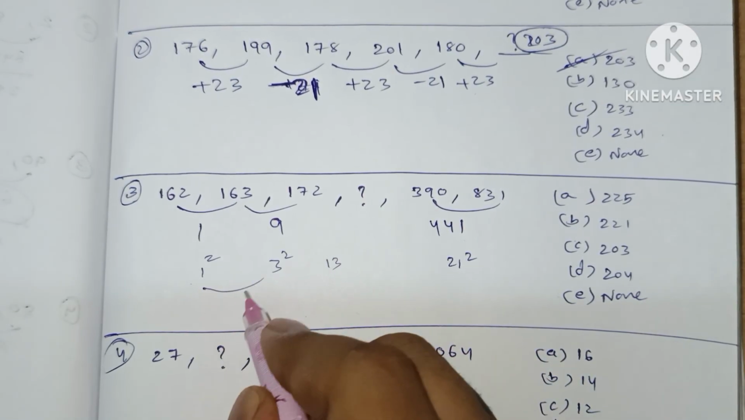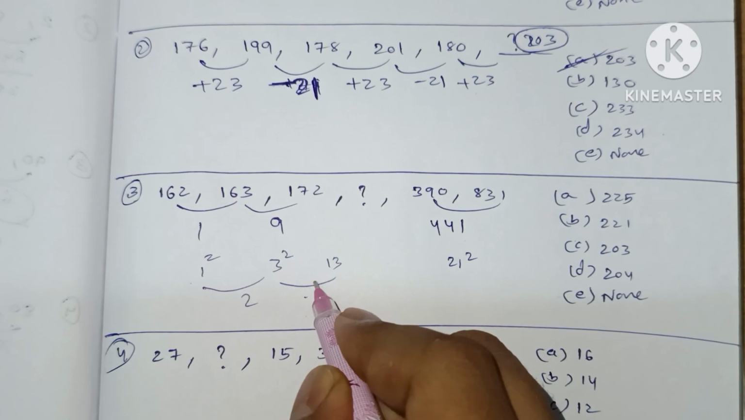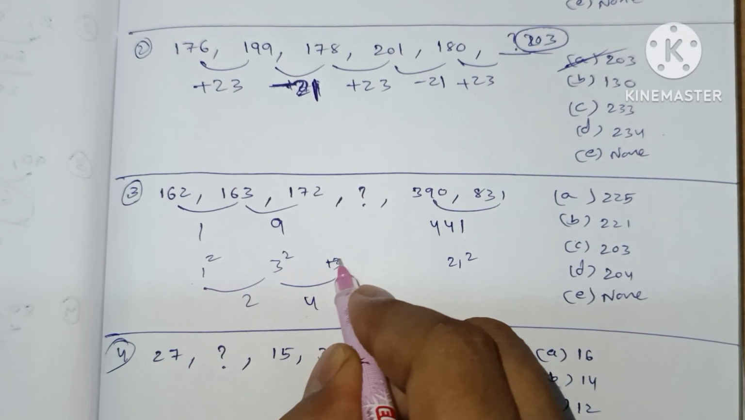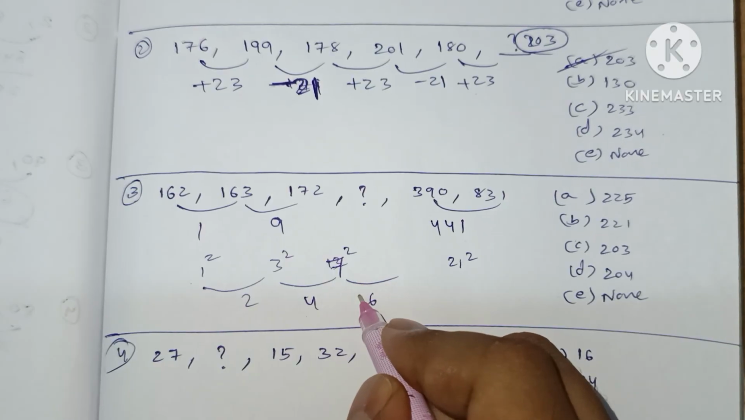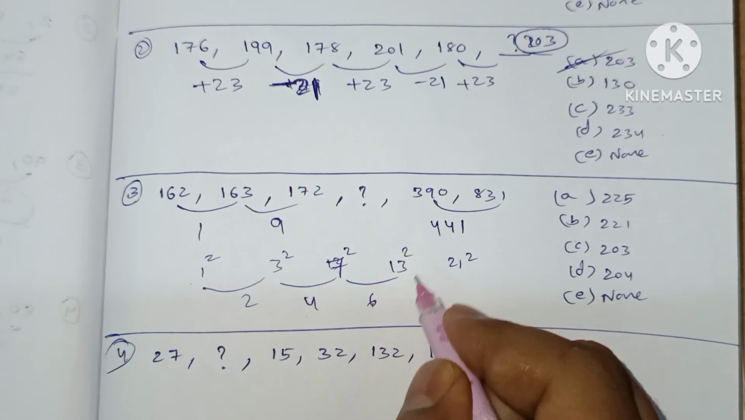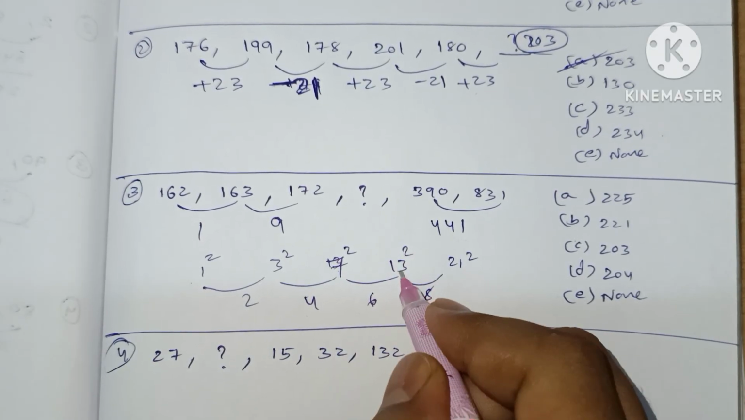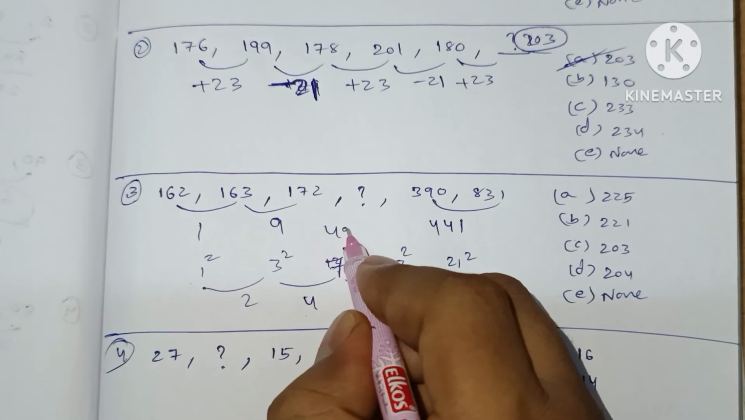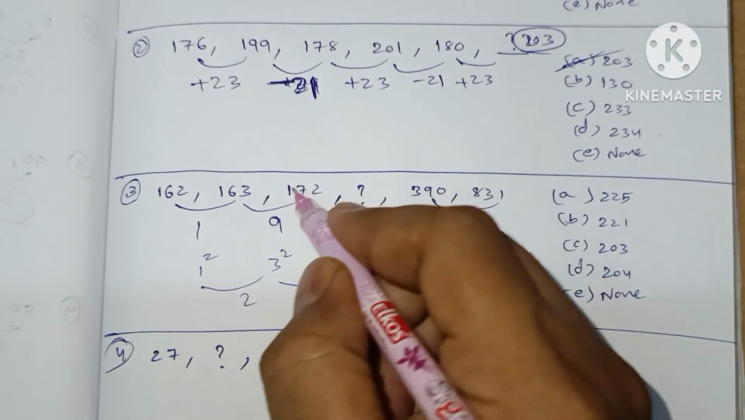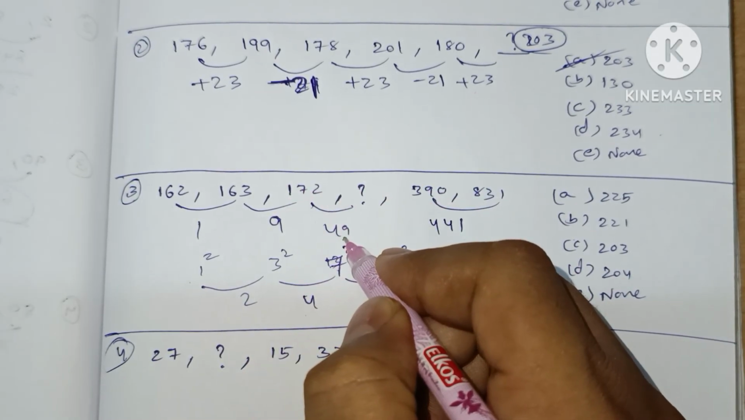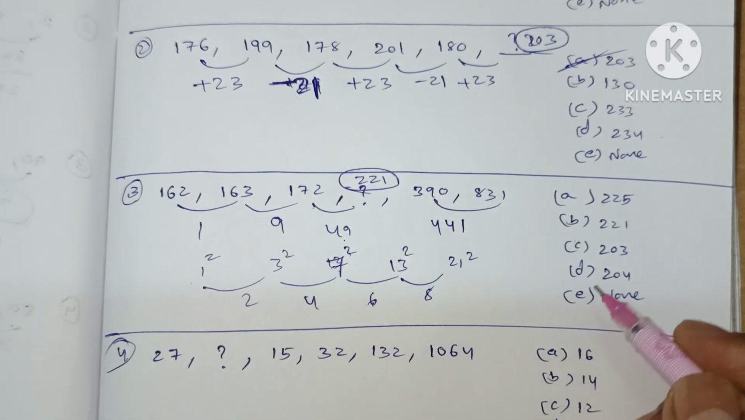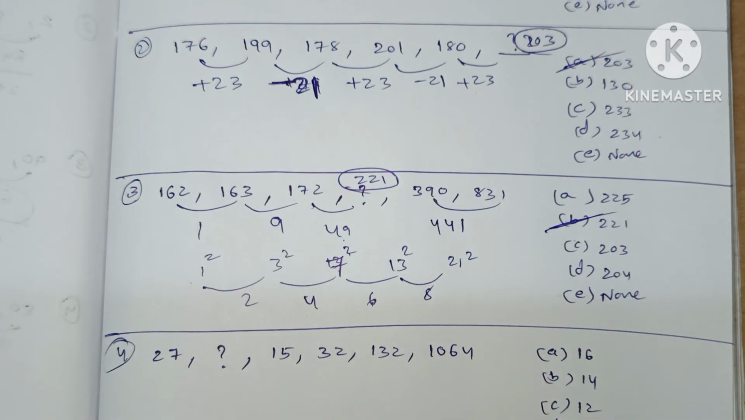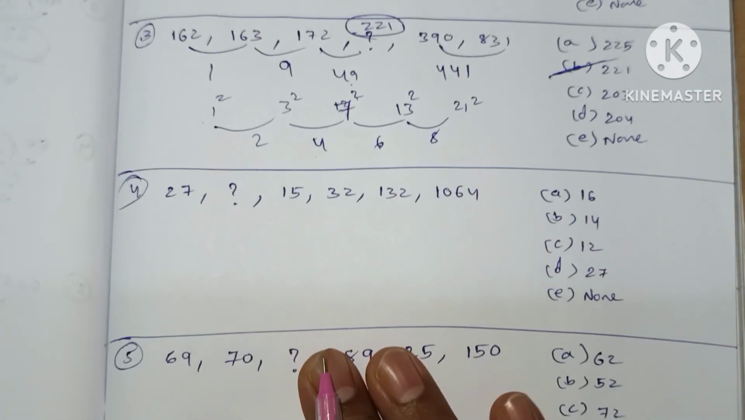13. Here the difference is 2. Here the difference is, we'll take 4. Means 7 square. Next 6. 7 plus 6, 13 square. Next 8. Okay. So 7 square will be 49. Difference between these two is 49. 172 plus 49 will be 221. Answer will be 221. Option B.